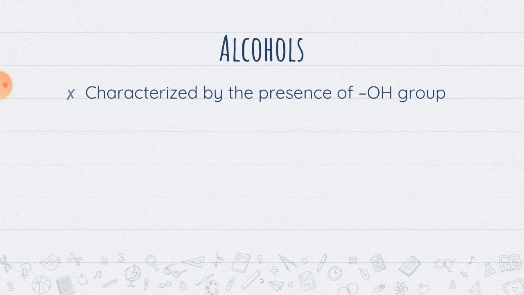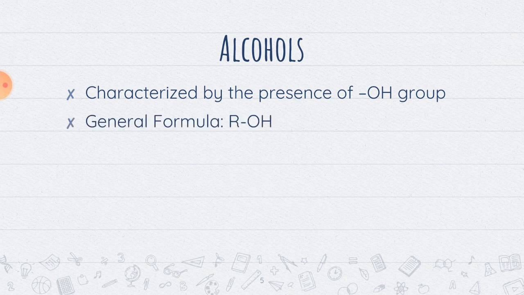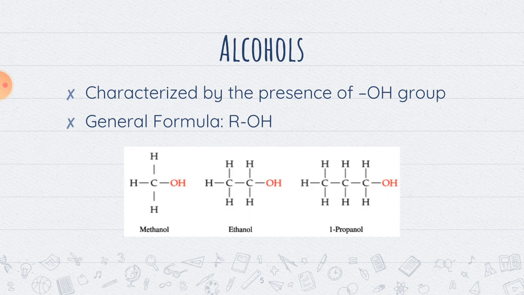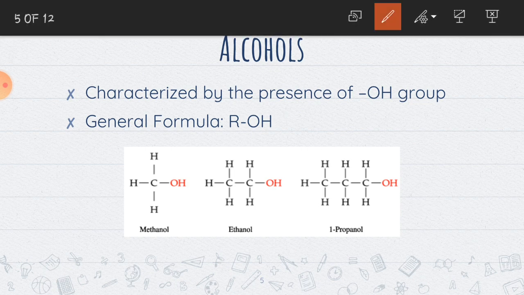In organic chemistry, these alcohols are characterized by the presence of OH group. So all the organic compounds having OH group will be called alcohols. The general formula for alcohol is ROH. Here R is representing an alkyl group. Here are the examples of some compounds belonging to this class.